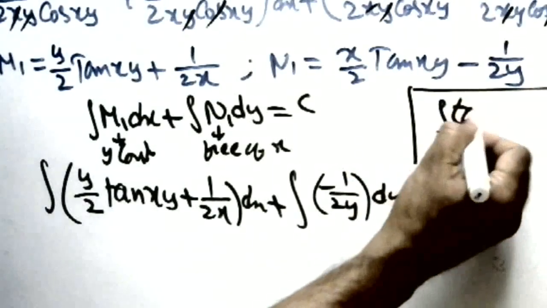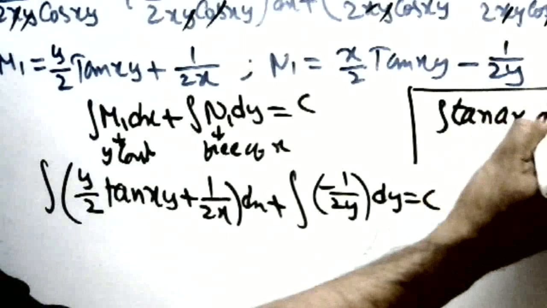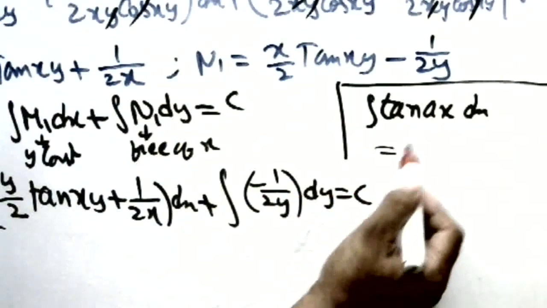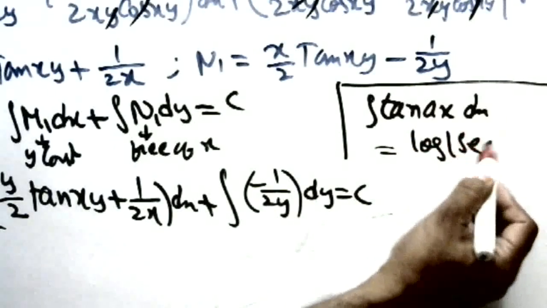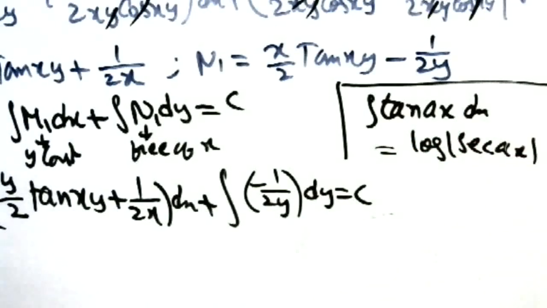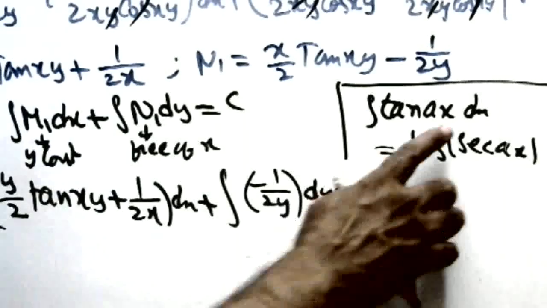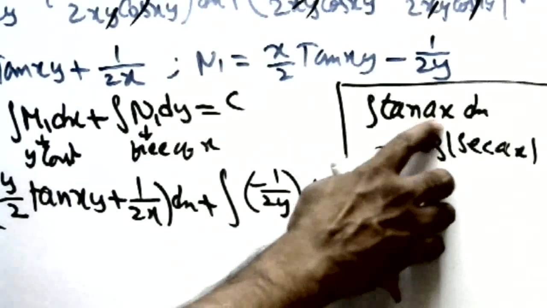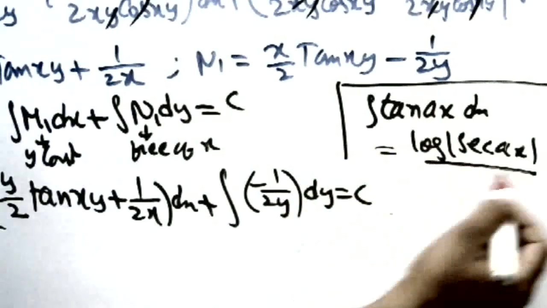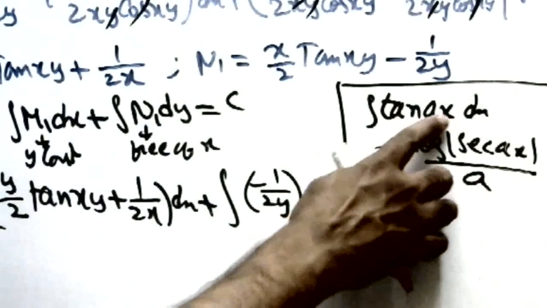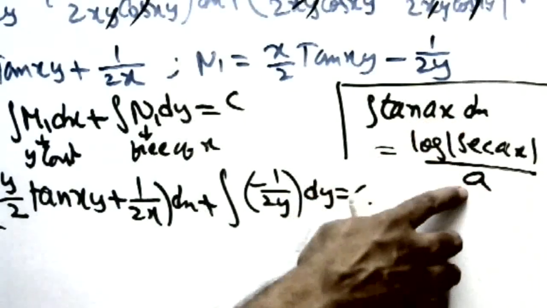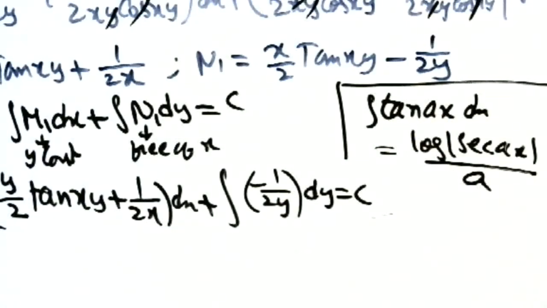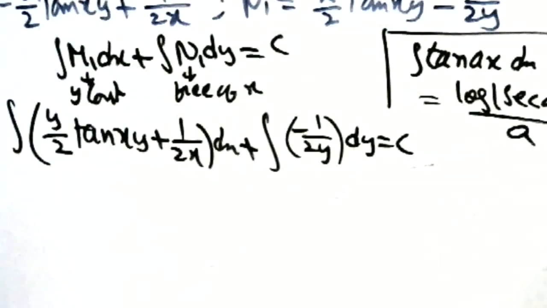Let us see once more. What is the formula of integration of tan ax? Suppose integration of tan x is log of secant x. Integration of tan x is log of secant x. But whenever in integration we are having some constant with x, a coefficient of x, we have to divide by this a. This a is constant with x, so we have to divide by it. In the same way we are doing here.